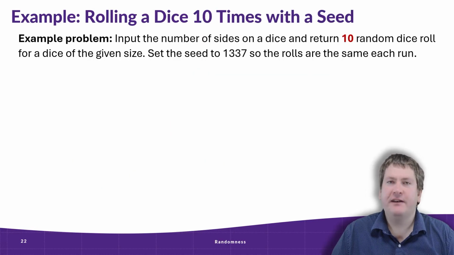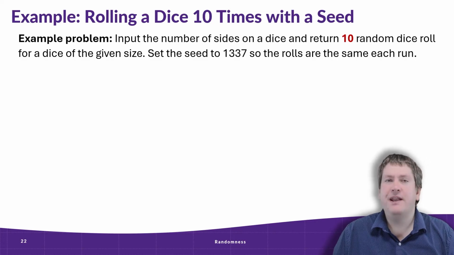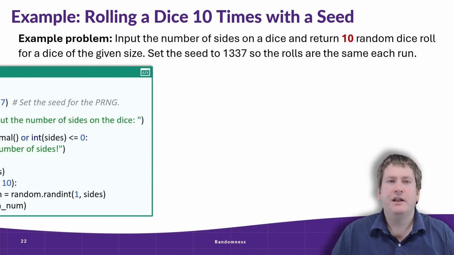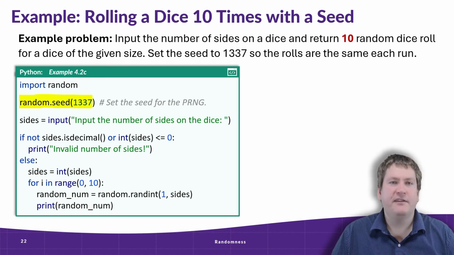So let's take a look at an example where we set the seed. And this is actually the same example we just saw, where we're asking the user for the number of sides on a dice and then rolling that dice 10 times. Except now we're going to try to see what happens if we set the seed to 1,337 before we do those dice rolls. Here's the code, and it's exactly the same as what we just saw, except we added this one line here. And this sets the seed for the PRNG to 1,337.